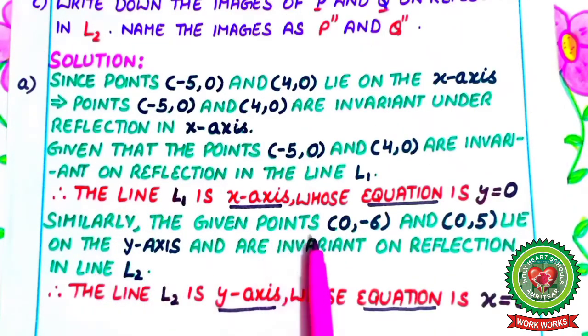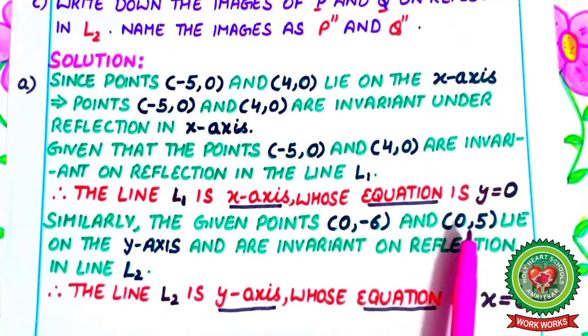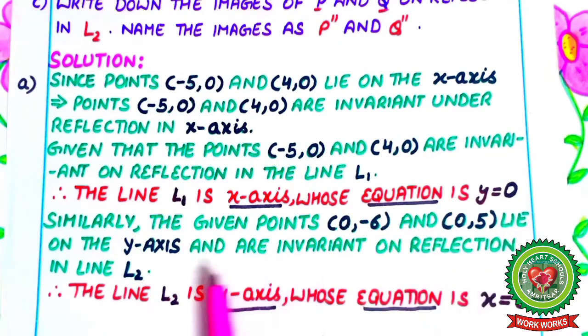Similarly, the given points (0, -6) and (0, 5) lie on the y-axis and are invariant on reflection in line L2. Therefore, the line L2 is the y-axis, and the equation of the y-axis is x equals 0. This is the first part.